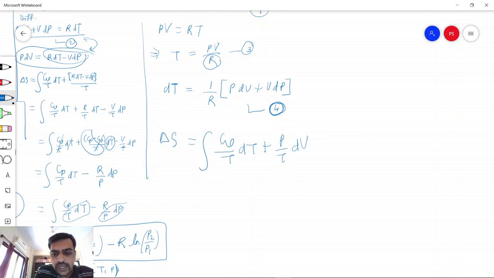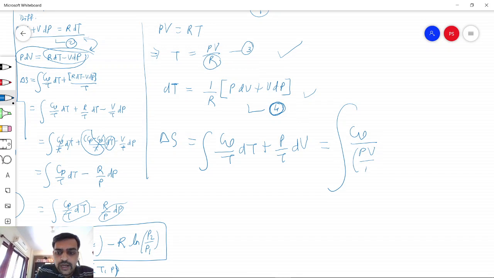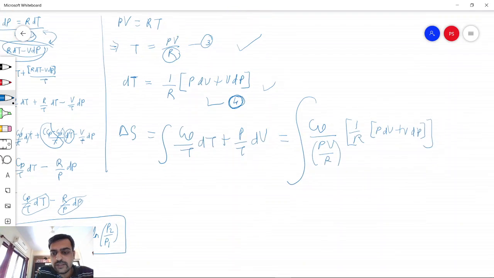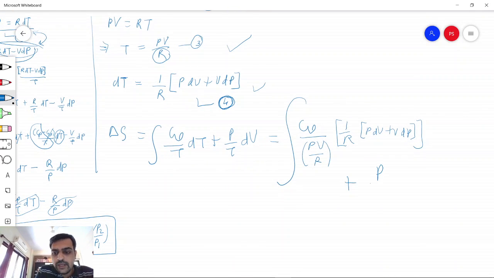Now, wherever T appears, we have to replace it by equation 3 and equation 4. So this gives us integral Cv by (PV by R). Instead of dT, write it as 1 by R (P dV plus V dP). This is the first term, plus P divided by, instead of T, we write PV by R, into dV.